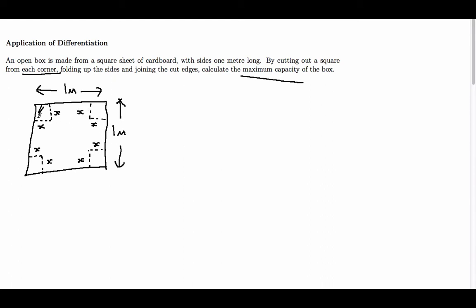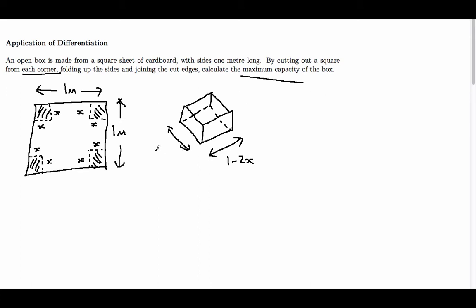What we then do is we remove these corners and fold it up to create our box. So our box is going to have a length of 1 minus 2x and a width of 1 minus 2x and a height equal to x. So the question wants us to find the volume.